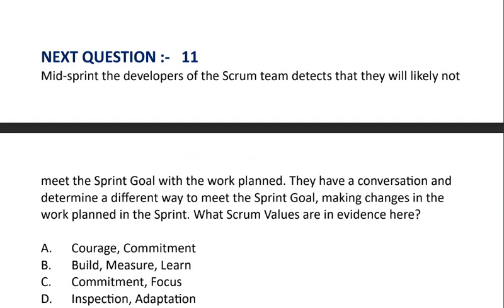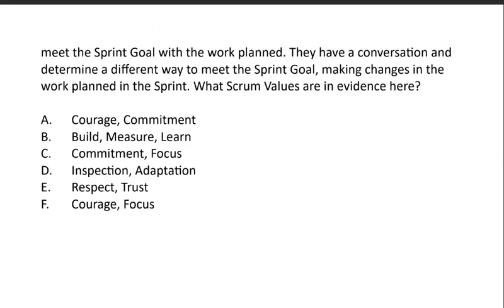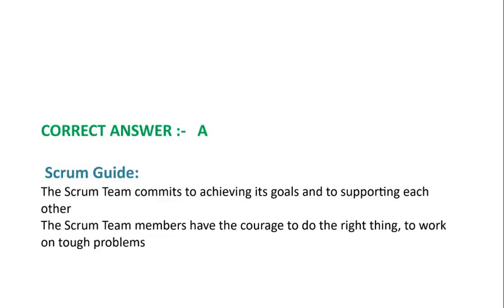Question is, mid-sprint, the developers of the Scrum team detect that they will likely not meet the sprint goal with the work planned. They have a conversation and determine a different way to meet the sprint goal, making changes in the work planned in the sprint. What Scrum values are in evidence here? Option A courage, commitment. Option B build, measure, learn. Option C commitment, focus. Option D inspection, adaptation. Option E respect, trust. Option F courage, focus. Correct answer is option A.